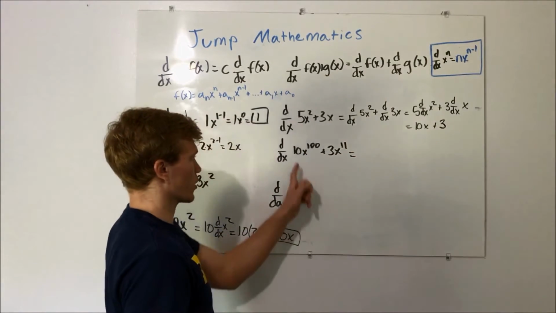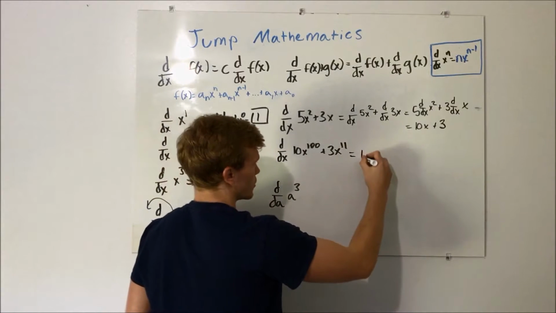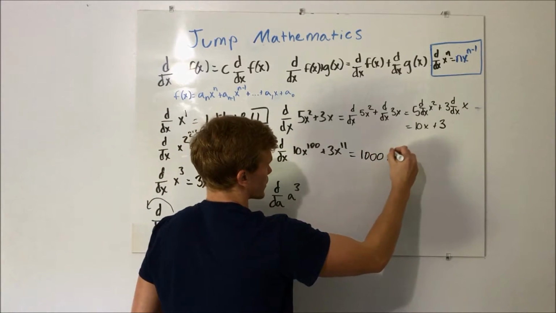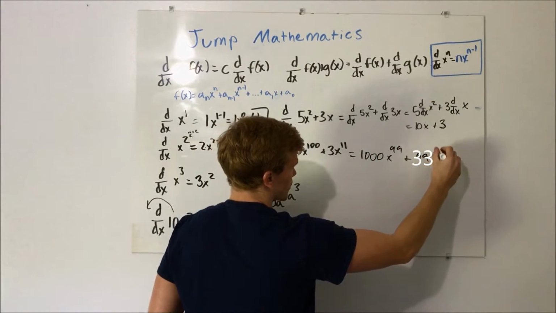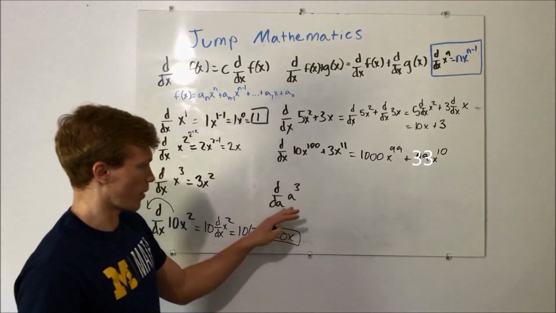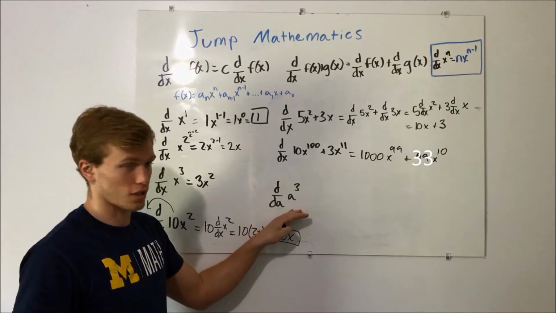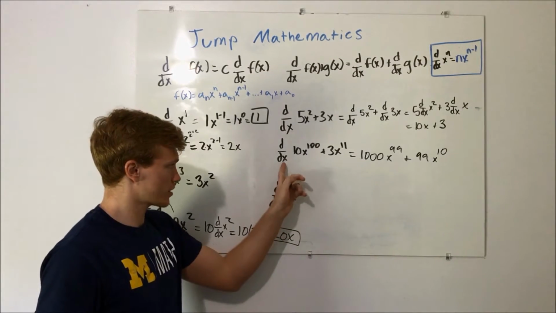This one we can do a little bit quicker. 10 times 100 is 1,000 x to the 99, plus 3 times 11 is 33 x to the 10.